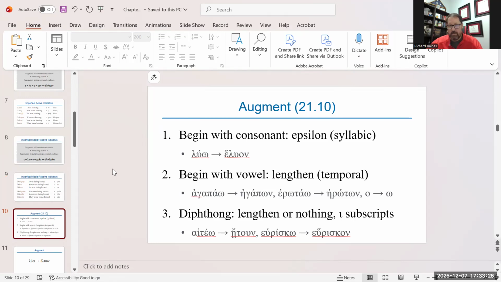If it's an omicron iota, it's going to lengthen to an omega with a subscript. And then you have a couple of others. You have alpha upsilon that will augment with a diphthong, with eta upsilon, and the same thing with epsilon upsilon. So those are rules that you need to remember, so that if you see a word that begins with an eta and it has the iota subscript, that's going to be a key. So you'll just have to memorize those rules for diphthongs for the imperfect, for the augment.